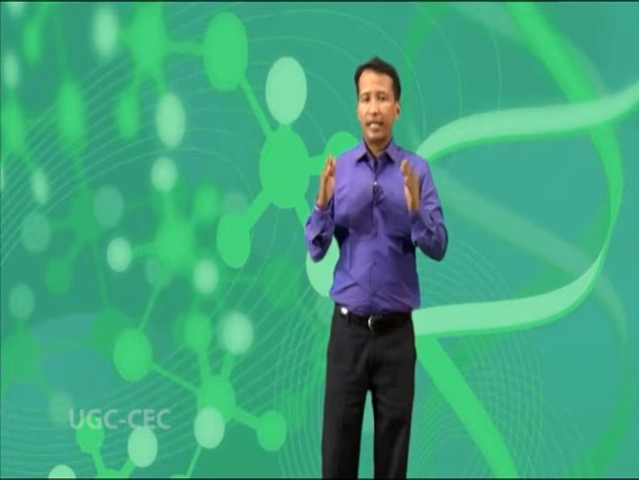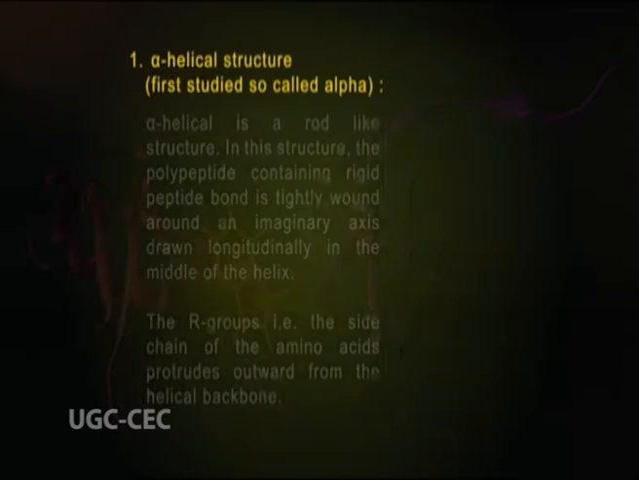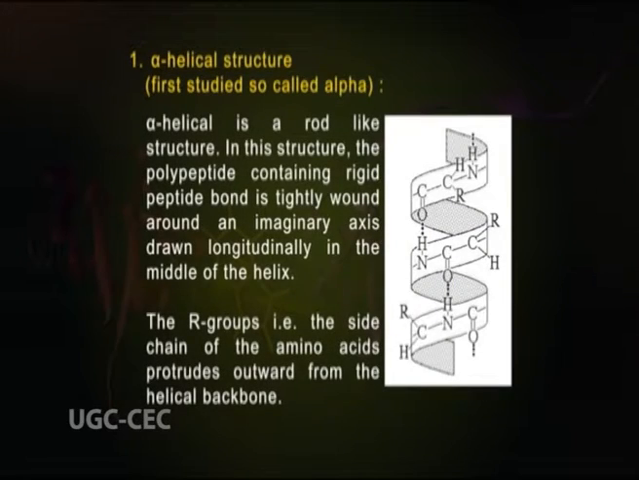4 types of secondary structure are found in proteins. Let us discuss them one by one. Number 1, alpha helical structure. Alpha helical structure is a rod-like structure.